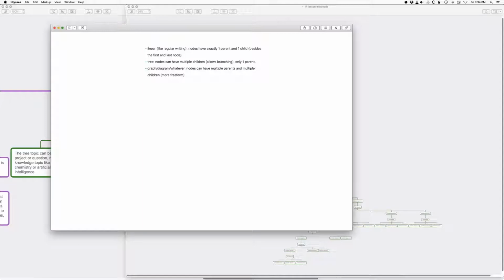And then when you do a tree, each node can have multiple children, but it still only has one parent. And then you could also do a graph or a diagram, more generic words, where a node could have multiple parents in addition to multiple children. So you could just have like a spider web of connections going in all directions.